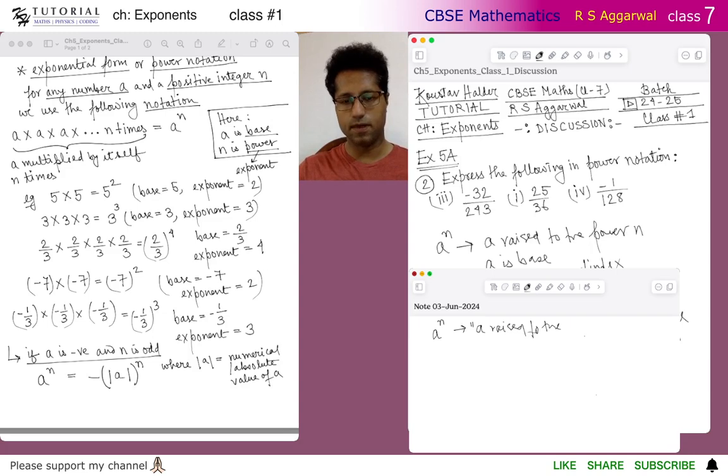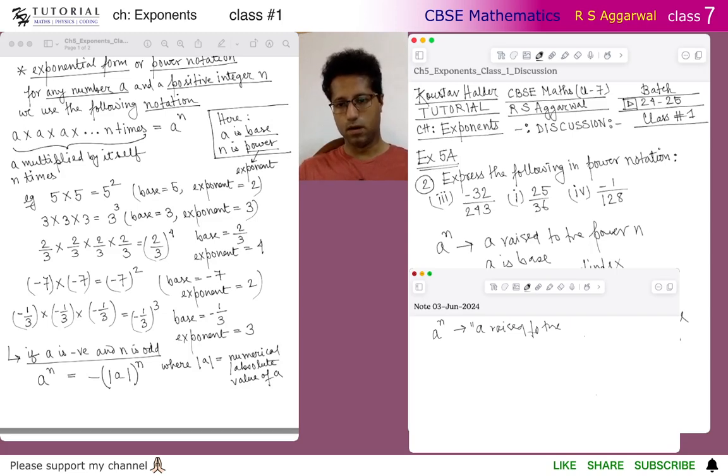If a is negative, let's say a is minus 3, now what will minus 3 squared be? Since n here is even, it will be the same as taking the numerical value, that is the absolute value of minus 3, that is 3 squared. But if the number is negative and the power, or exponent, or index, is an odd positive number, in this example 3, then this will be minus 3 raised to the power 3.